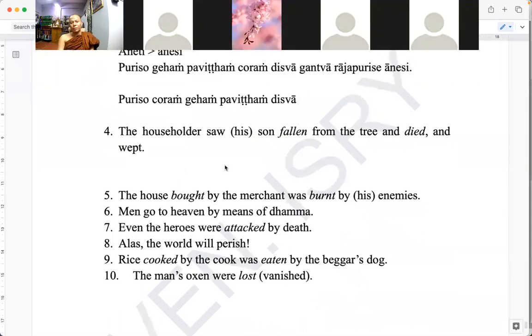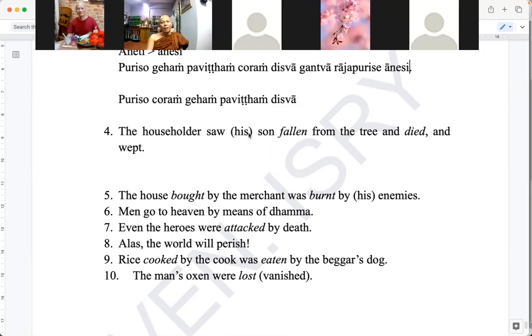So the householder saw his son, maybe within bracket what? A word within bracket can be omitted because we have not learned it yet. So fallen from the tree and dying and wept or cried. So who will try? Okay, Damadra. And I try.